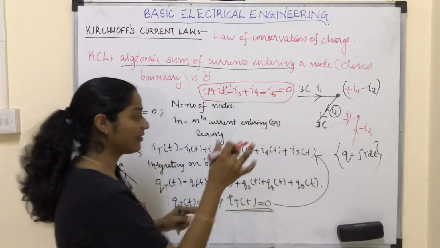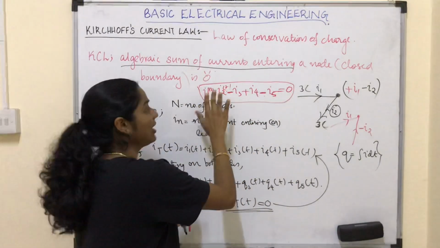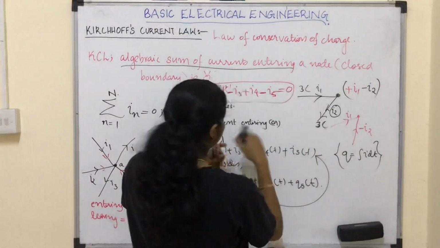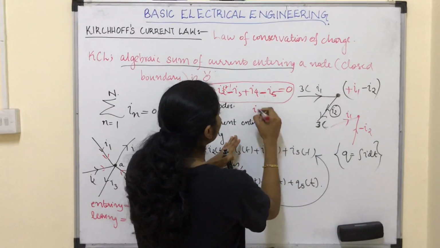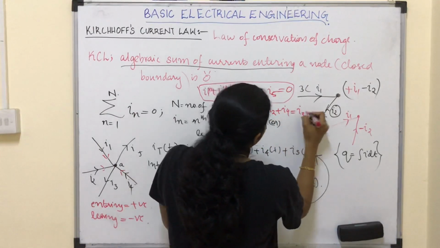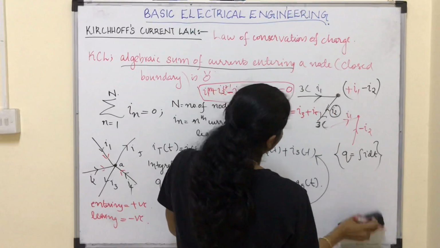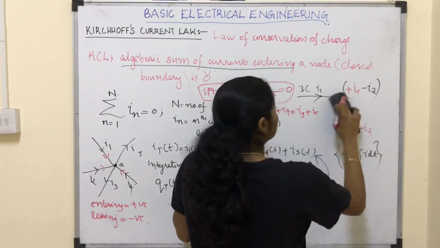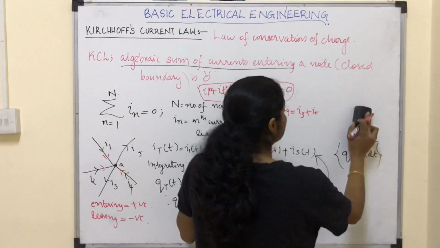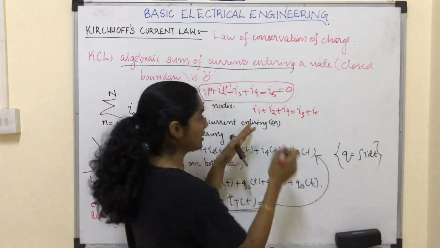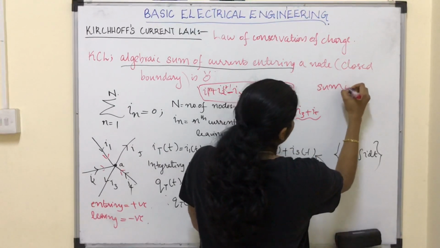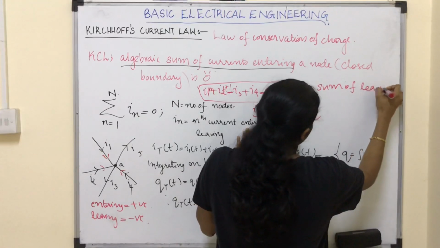Or in another way, if we take the negative terms to the RHS of the equation, we will get I1 plus I2 plus I4 is equal to I3 plus I5. What does it mean? Sum of entering currents is equal to sum of leaving currents.